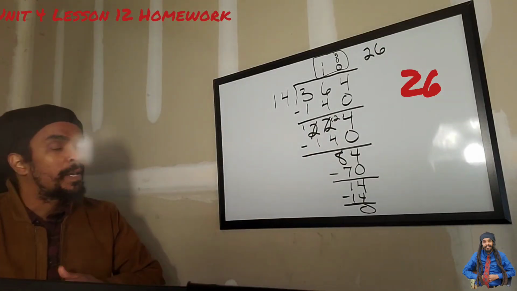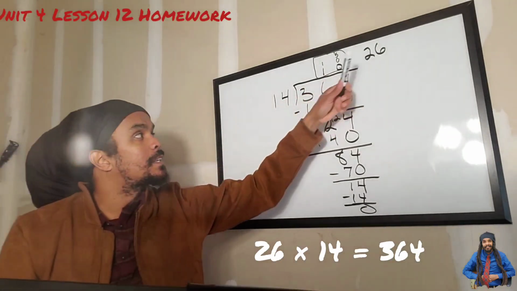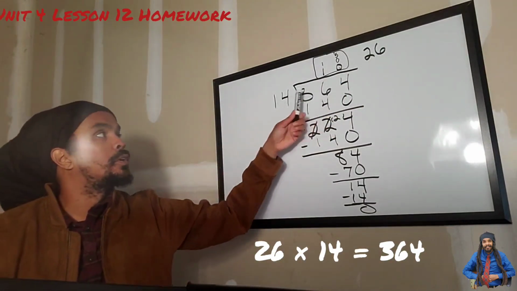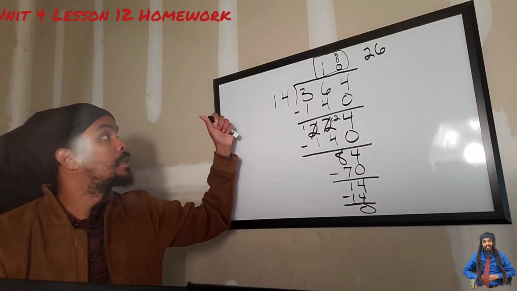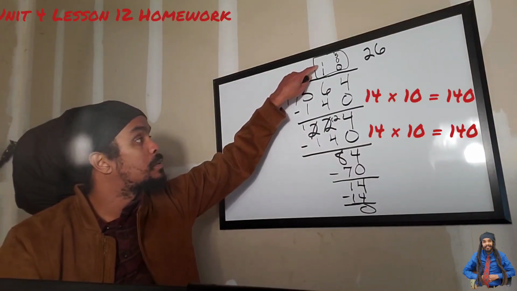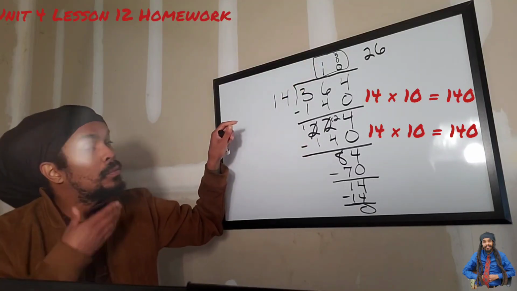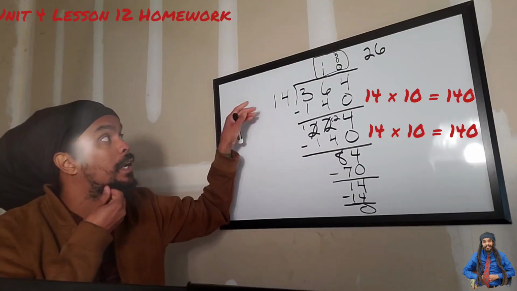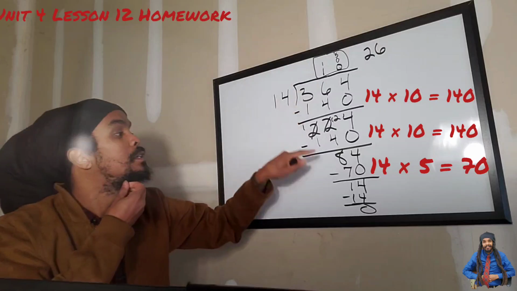All right? Because basically what we did was 26 times 14 equals 364. And we know that because when we did 14 times 10, we took out this much. We did 14 times 10 again, took out that much. Then we said we can't take out 10 more, but we could take out 5. 14 times 5, take out that much.